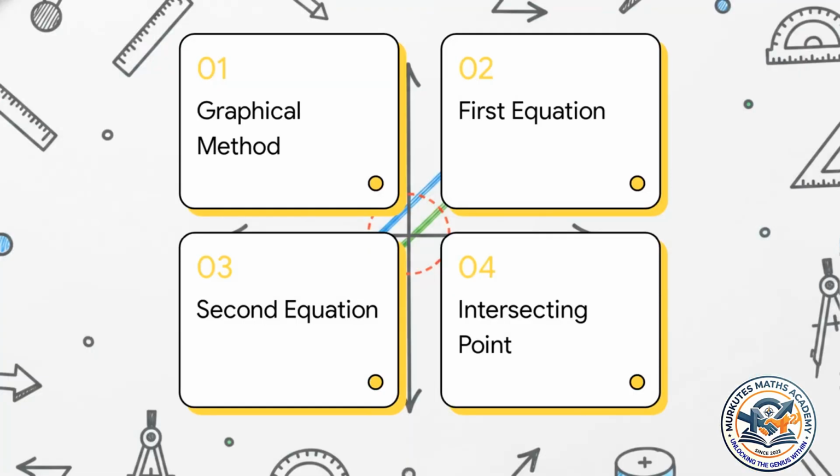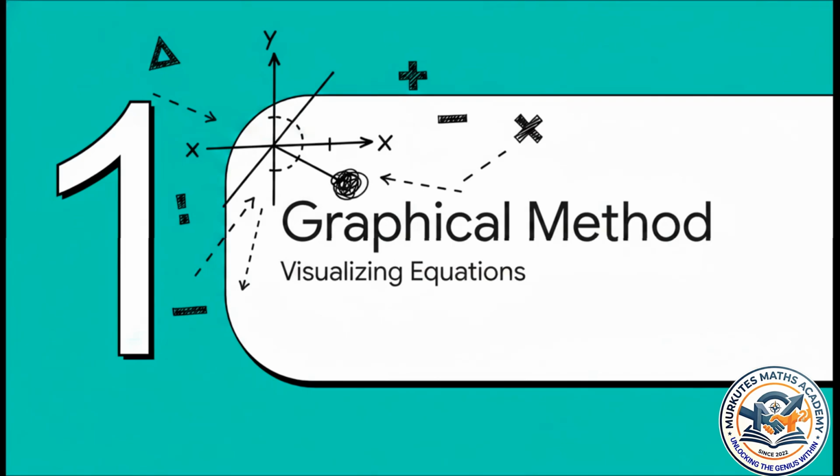We'll start by explaining the graphical method itself, then decode our first equation, plot the second one right alongside it, and finally track down that all-important intersecting point. Let's get into it. Section 1. The graphical method explained. Visualizing simultaneous equations.